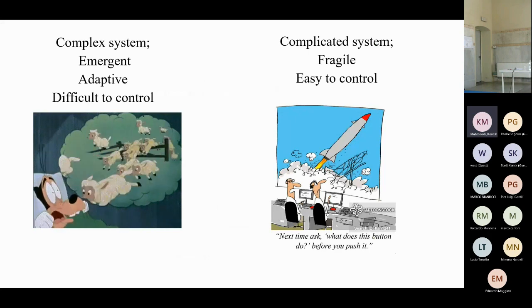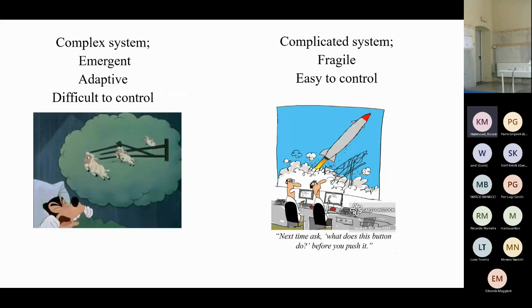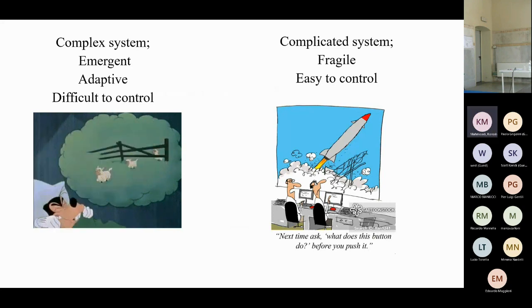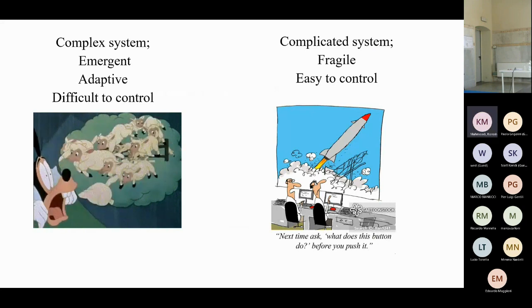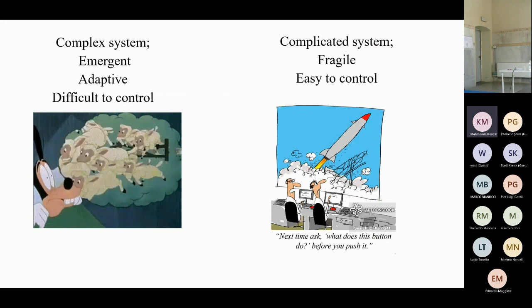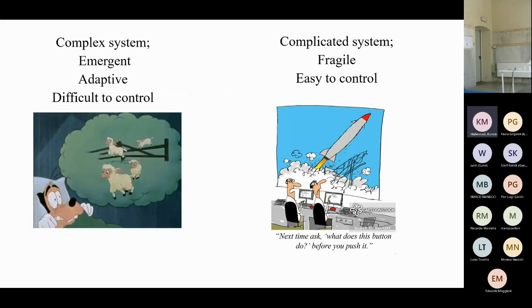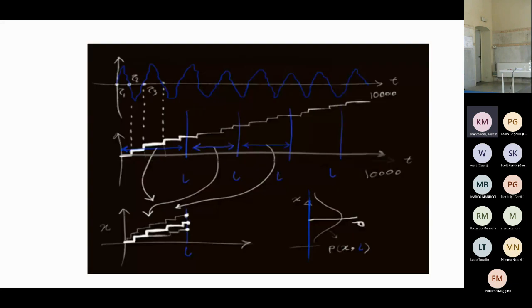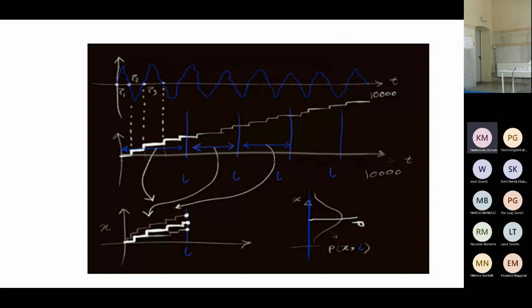This is for a general audience about what we call complexity. A complex system is emergent, adaptive, and difficult to control, like the brain. On the other hand, a complicated system is fragile and easy to control, like a racket. So this is the difference. To measure complexity, we use diffusion and entropy, and here I just demonstrate how we do that.